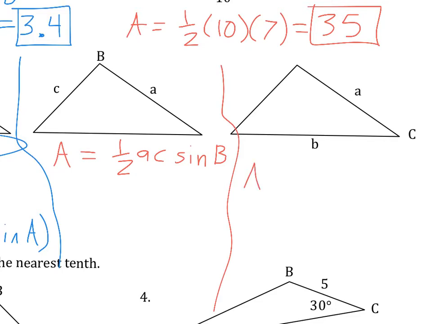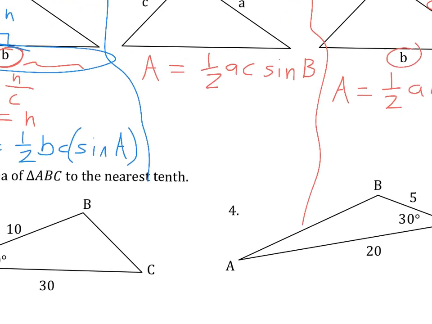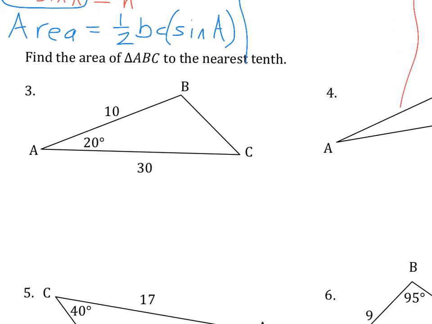Okay, for the last one, what two sides did they give us? So it's 1/2. They give us sides A and B, and then sine of the angle in between. The angle in between A and B has to have a different letter, but capitalized. Alright, so that's the formula: 1/2 any two sides, and the sine of the angle in between. That's why it's called the law of sines.